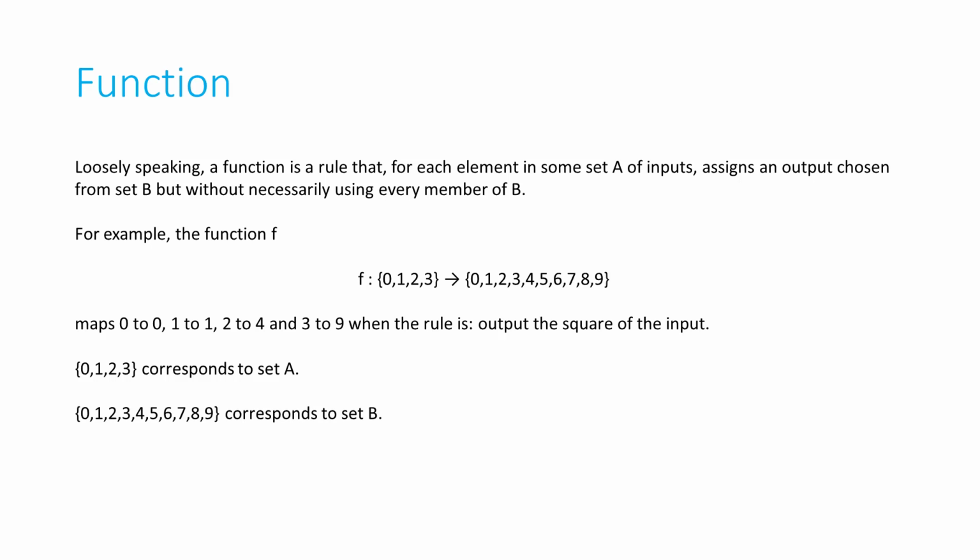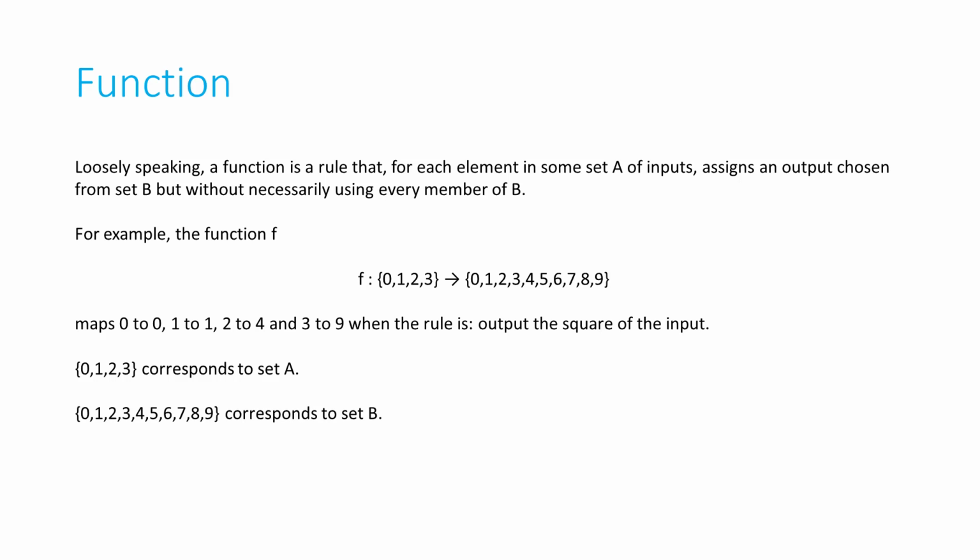Let's start with what is a function. Loosely speaking, a function is a rule that for each element in some set A of inputs, e.g. the set of 4 integer numbers 0, 1, 2 and 3, assigns an output chosen from some set B, say the set of integer numbers from 0 to 9, but without necessarily using every member of B. For example, the function f maps the integer set 0 to 3 to integers chosen from the set 0 to 9 in the following way. 0 is mapped to 0, 1 is mapped to 1, 2 is mapped to 4, 3 is mapped to 9, when the rule is output the square of the input.